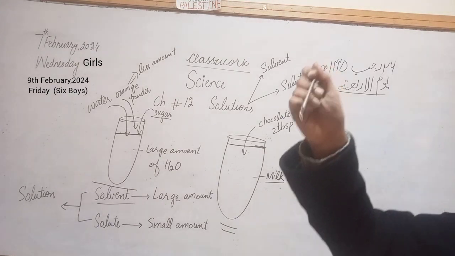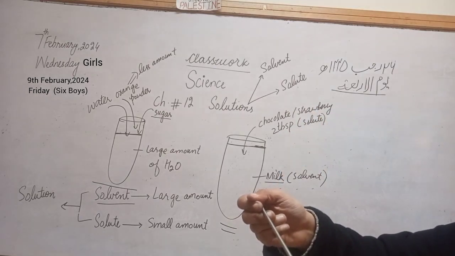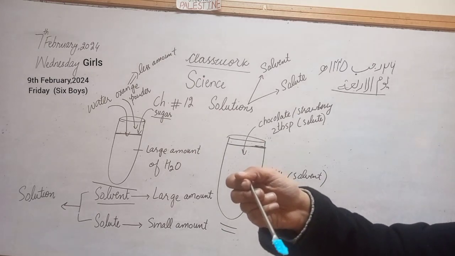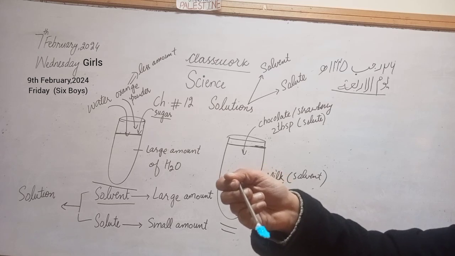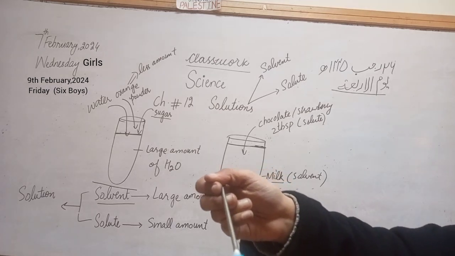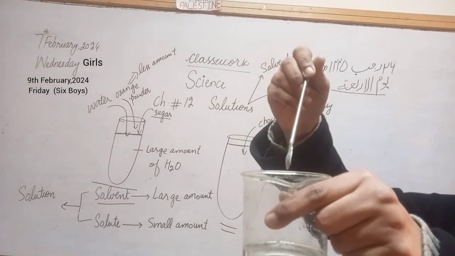With the help of this spatula, I will take my required amount. It's copper sulfate. I will pour this copper sulfate as a solute into the solvent. Here is a beaker having water. I will pour this amount.